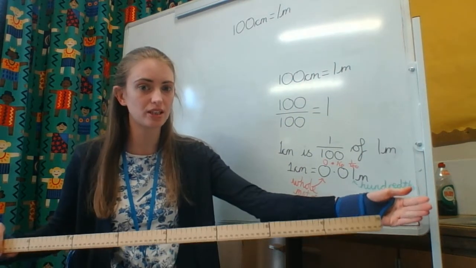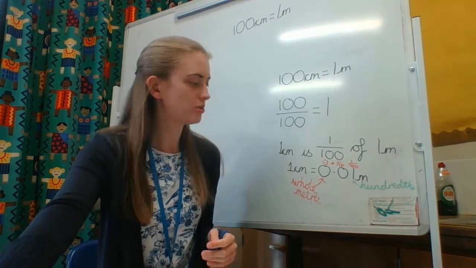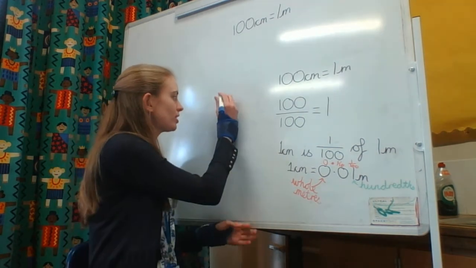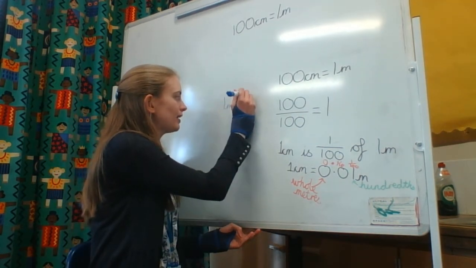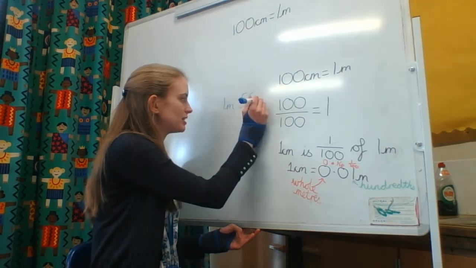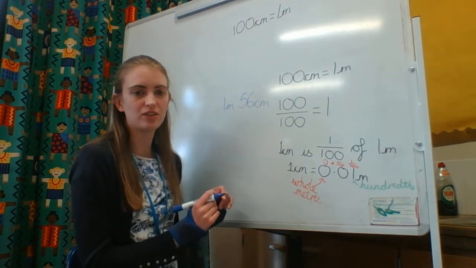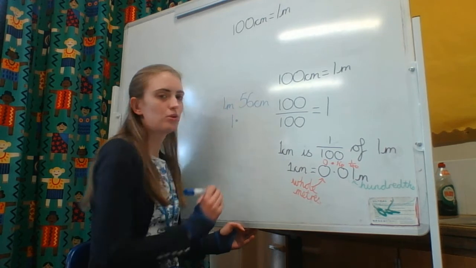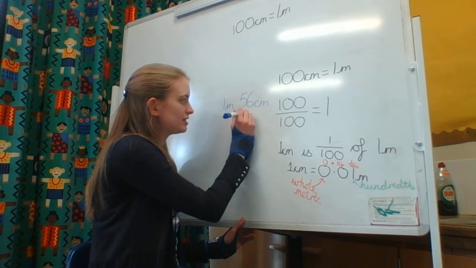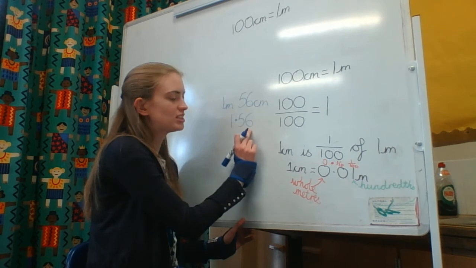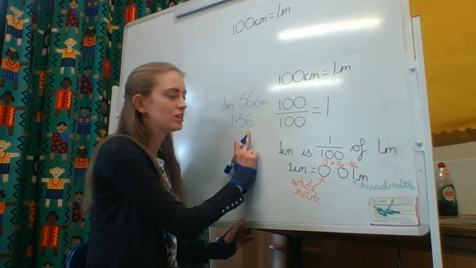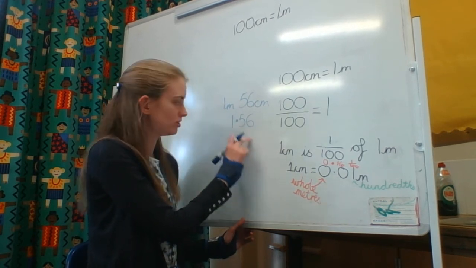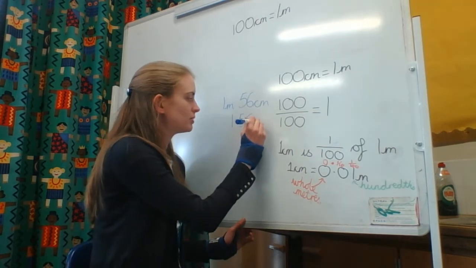So if you have a whole metre and then some more, so if I measure myself and I find out that I measure 1 metre 56 centimetres. As a decimal, that would be 1 whole metre, 5 tenths and 6 hundredths, or 56 hundredths, 56 centimetres, 1 whole metre 56 hundredths, which as we've done before is 5 tenths and 6 hundredths. My unit is a metre.